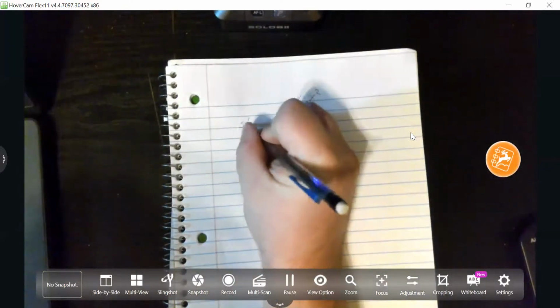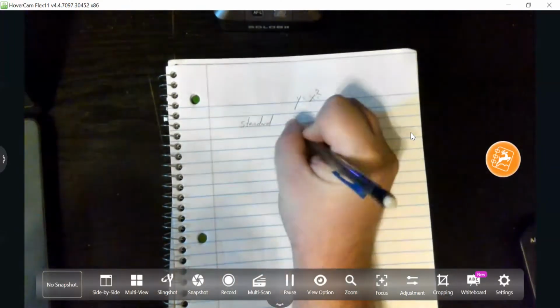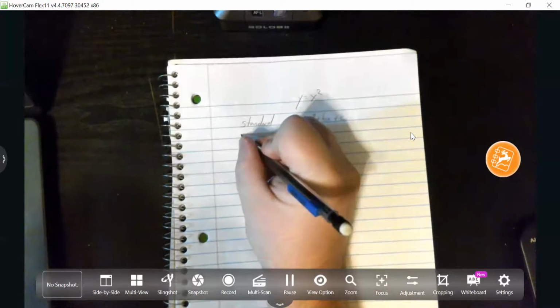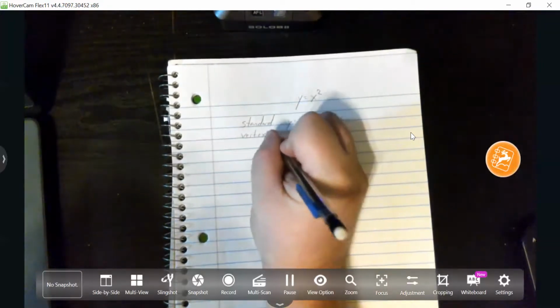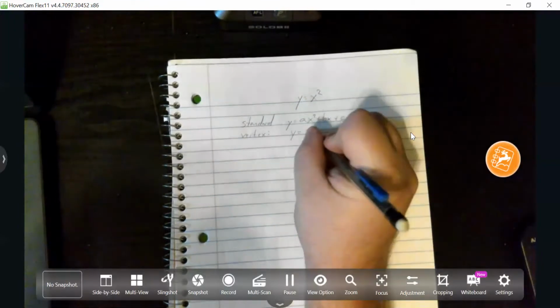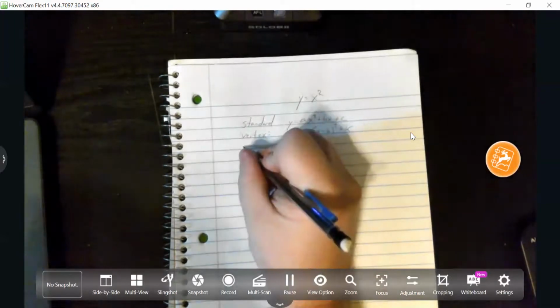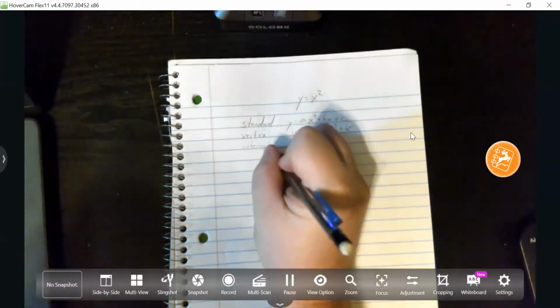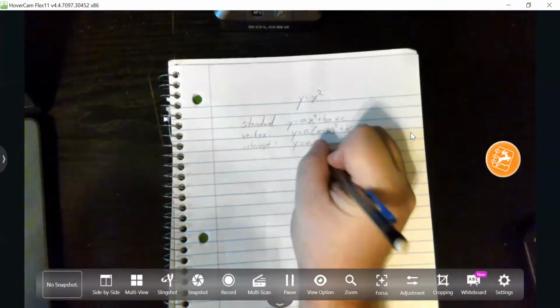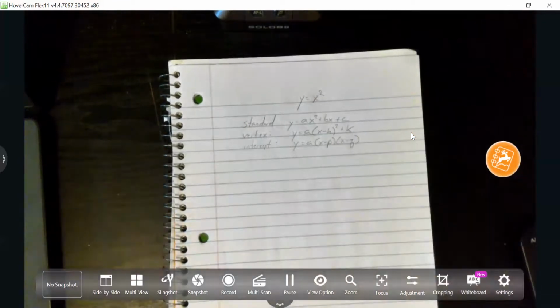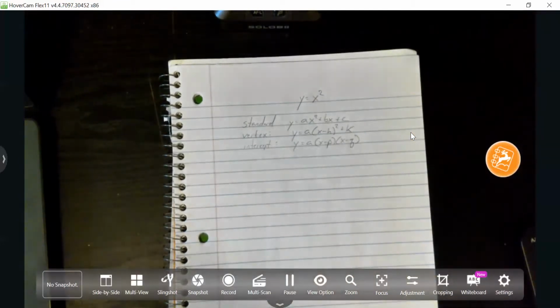We have standard form, which is y equals ax squared plus bx plus c. We have vertex form, which is actually a little bit easier to work with, which is y equals a times (x minus h) squared plus k. And we have our intercept form, which is y equals a times (x minus p) times (x minus q). So all these three ways are different ways of representing parabolas. They'll get us to the same point. What is usually going to determine which one is easier to use is honestly what we have to work with.